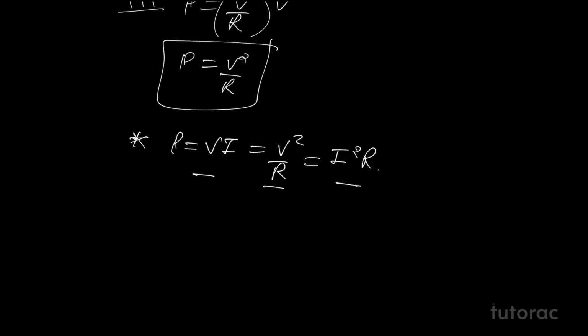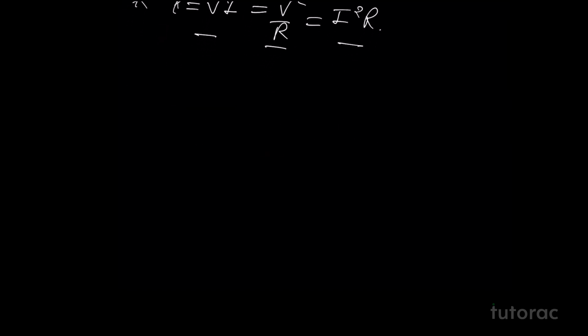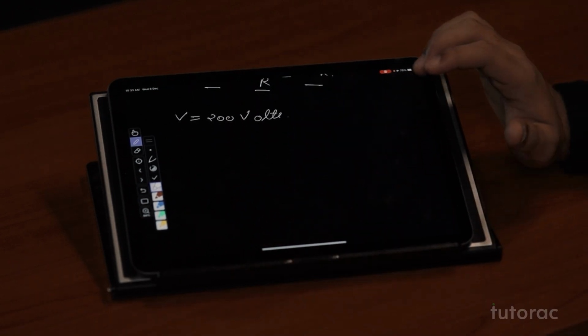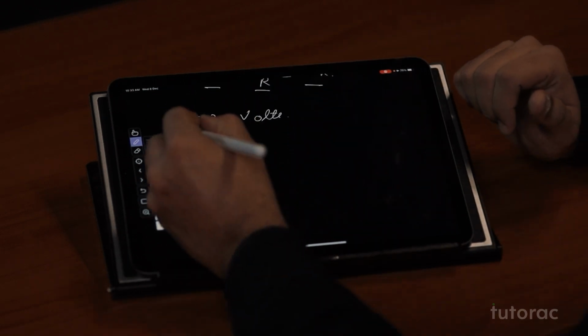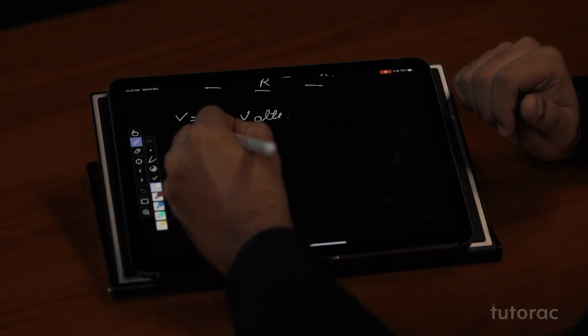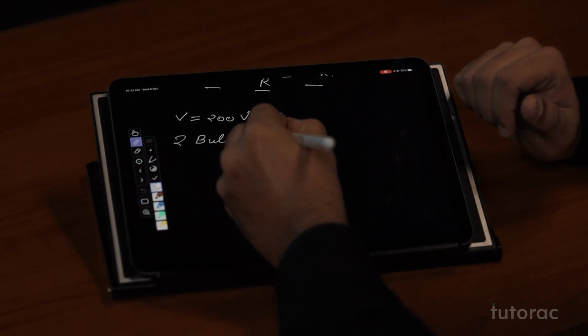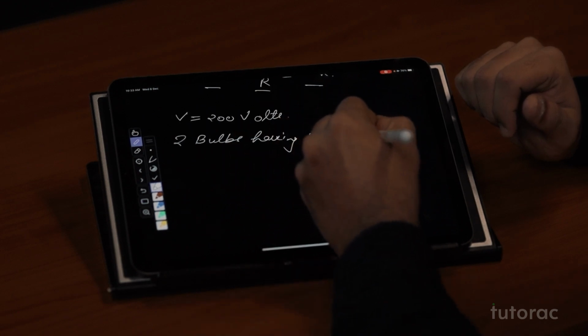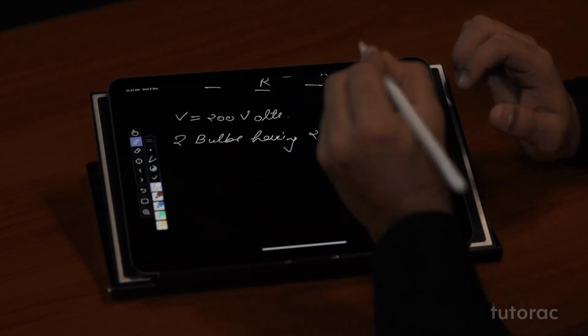Now, how to understand it? Let's try to understand it with an example. Let's say we have a household. In our household, we normally have the voltage supply of 200 volts. I am taking totally random values. 200 volts. Now, let's say we have two bulbs, having 200 ohm resistance each. This is the symbol of ohm resistance.